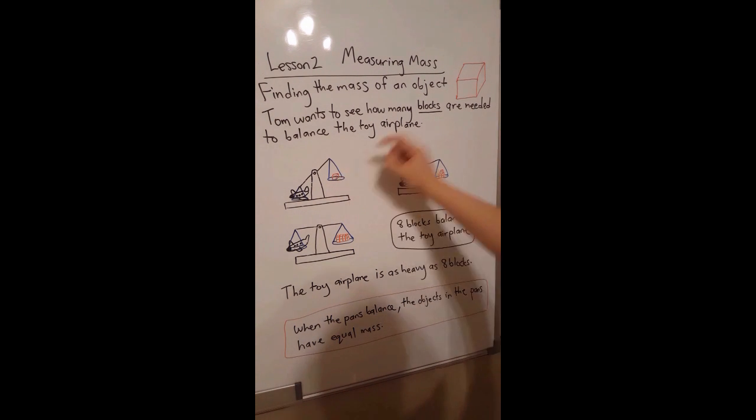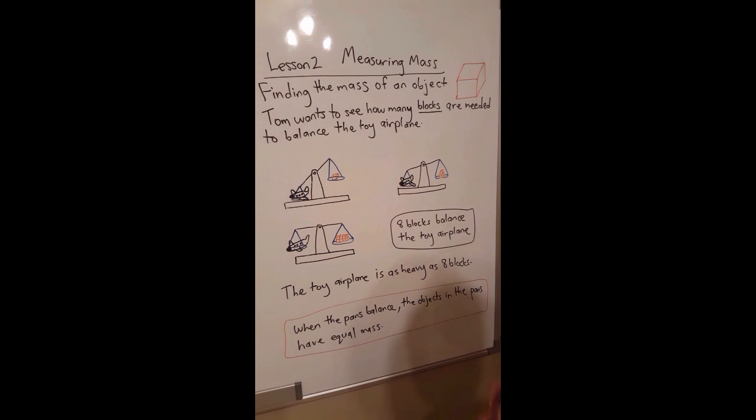Here we have only one block. Here we have 5 blocks. If you can see clearly, there are 5 blocks. 1, 2, 3, 4, 5. There are a total of 5 blocks. But even with 5 blocks, it still cannot balance the toy airplane. You realize that it takes 8 blocks. 1, 2, 3, 4, 5, 6, 7, 8. It takes 8 blocks to balance the toy airplane.